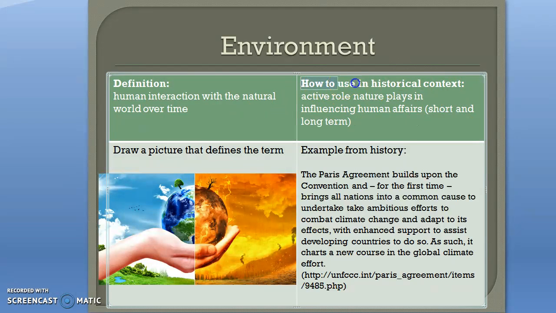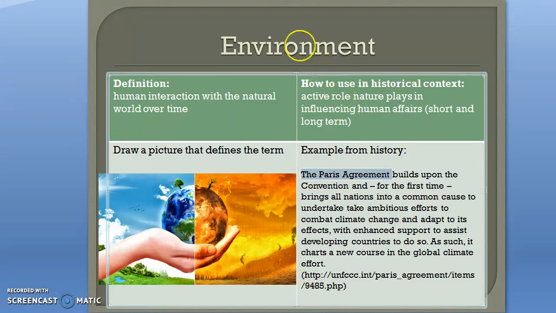How we use the environment in historical context: an active role nature plays in influencing human affairs, short and long term. You see this with discussions on climate change, discussions on global warming. Recently, the Paris Agreement, which happened not too long ago, a few weeks ago, was an agreement between countries to get together and figure out how we can reverse the impact of what we're seeing from the Industrial Revolution that occurs today. One area that we're going to look at is China's smog problem.